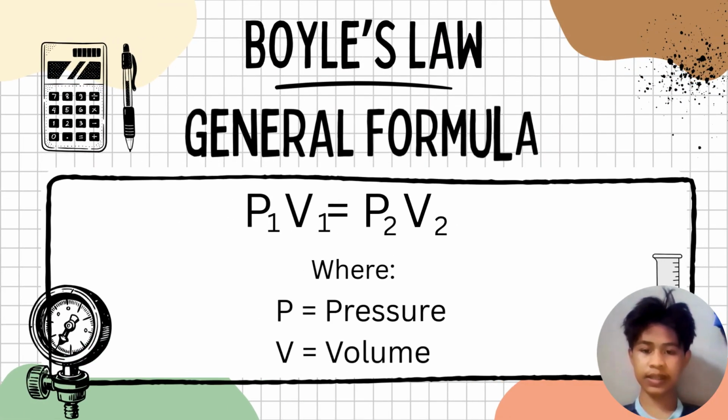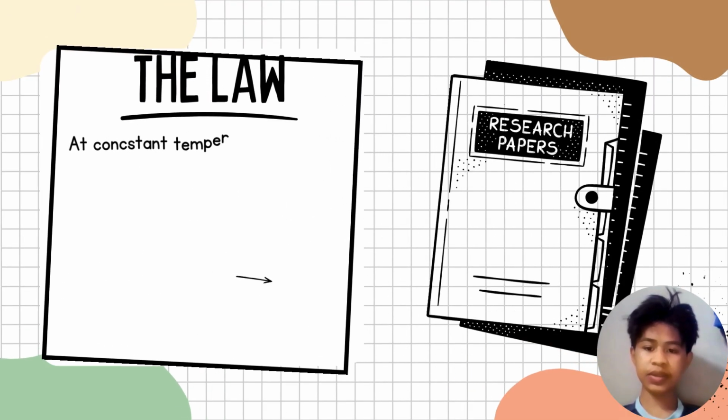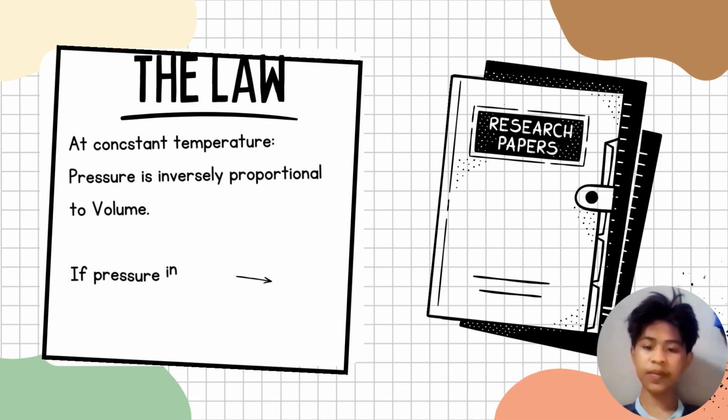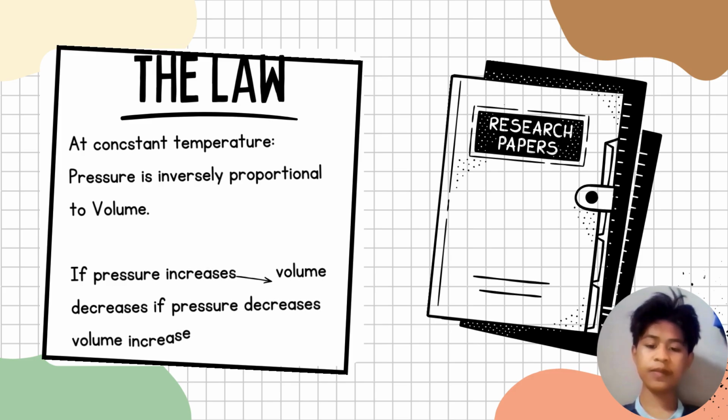Boyle's law formula is P1V1 equals P2V2, where P is pressure and V is volume. At constant temperature, pressure is inversely proportional to volume. If pressure increases, the volume decreases. If pressure decreases, then volume increases.